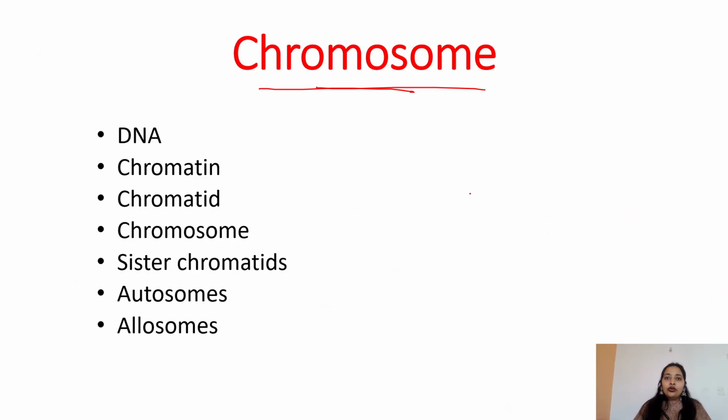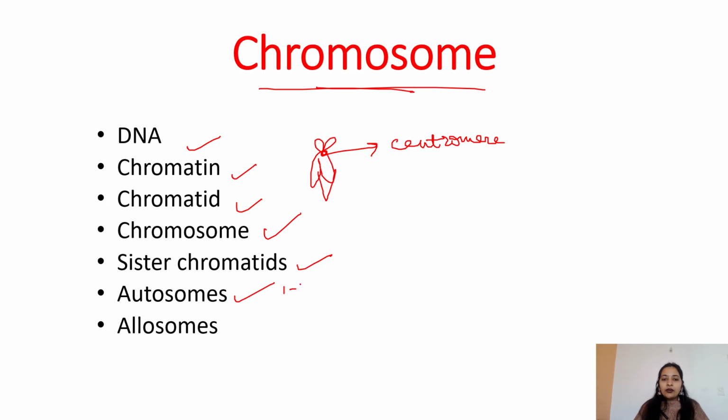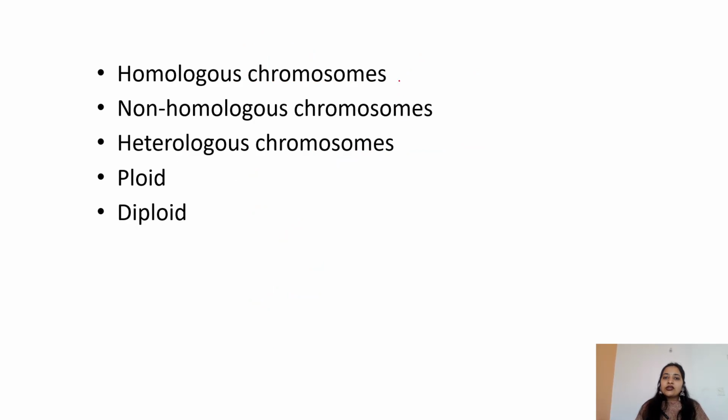Are all these terms clear to you or not? Please check. I hope DNA is clear to you. Chromatin, chromatid, chromosome. And the point where these two chromatids join to form a chromosome is known as the centromere. Right? Then sister chromatids, these two are known as sister chromatids. Autosomes, pair number 1 to 22. Allosomes or sex chromosomes, pair number 23. Then homologous chromosomes, chromosomes from one pair. Non-homologous chromosomes from different pairs. Heterologous, if there are X and Y in one pair. Ploid means one complete set of chromosomes. Diploid means two sets of chromosomes, right?